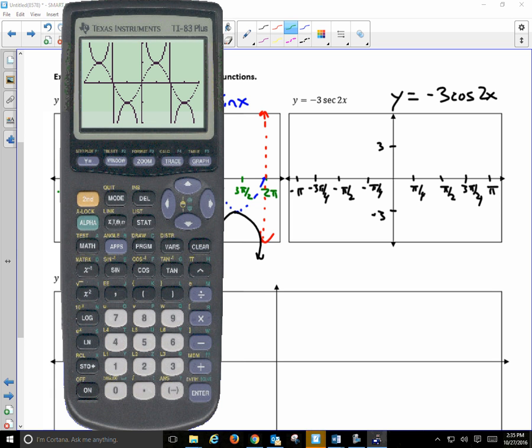Now what? Where do I start? Why do I start at the bottom? This is cosine. Cosine starts at the maximum, but because it's negative, I start at the bottom.